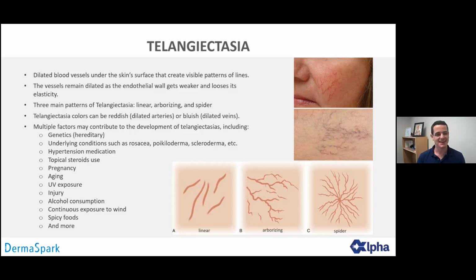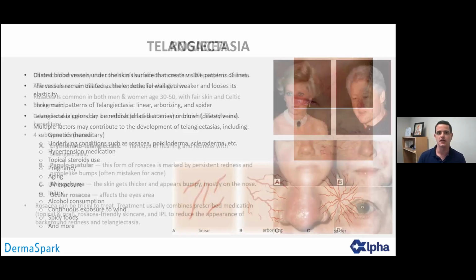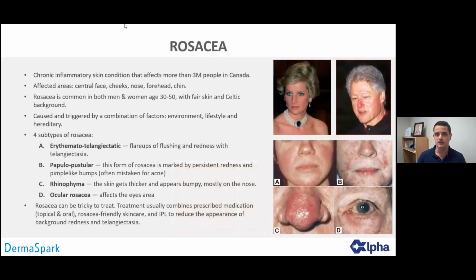Okay, sorry. So there are many different reasons that can cause telangiectasia. These include hereditary and lifestyle conditions, and also underlying conditions. And lastly, we have rosacea, which is a diffuse pattern of redness.